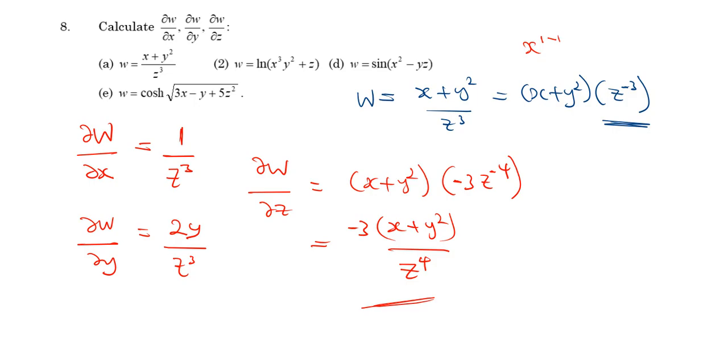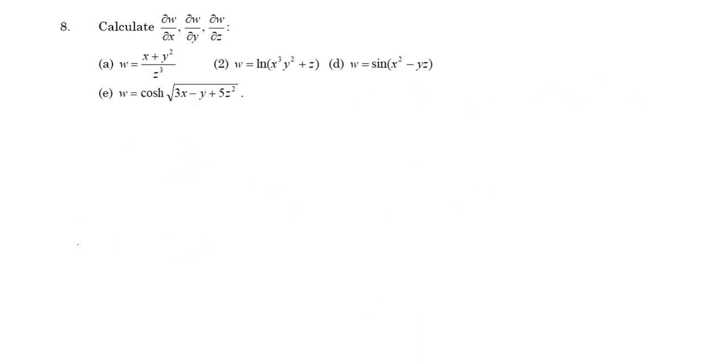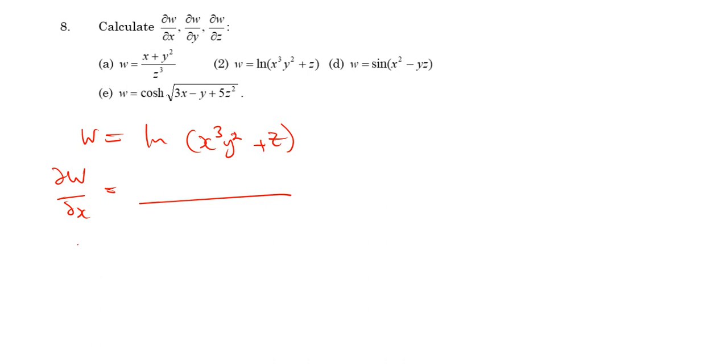Okay, let me do the next one. So for the next one, you have w being given as ln of x cubed y squared, then that plus z. Now the first one, partial of w, partial of x. First of all, remember you're dealing with ln here. How do you differentiate that? You get the whole function which is inside there as your denominator. So you write that as x cubed over y squared, then plus z.